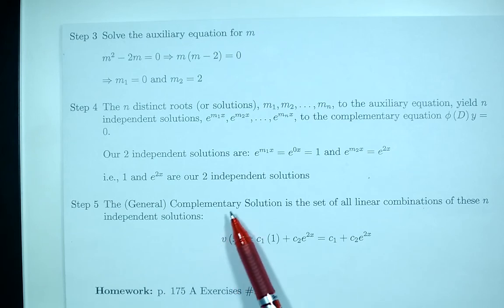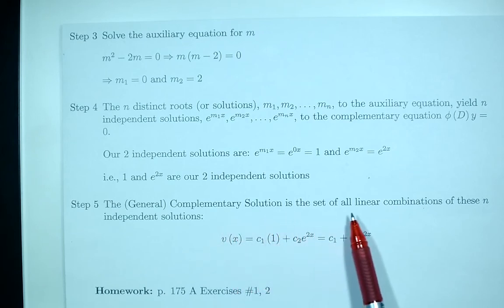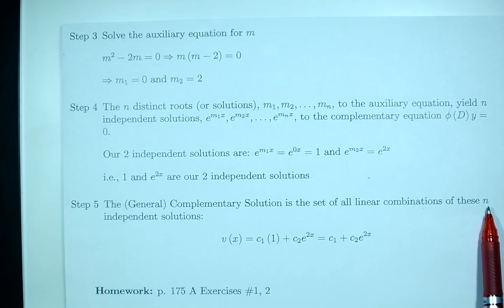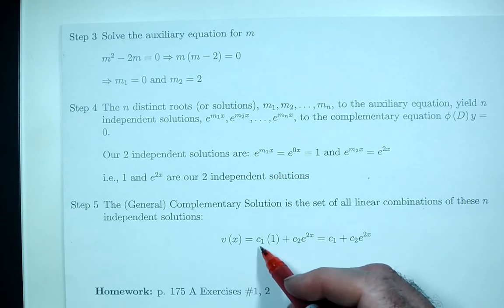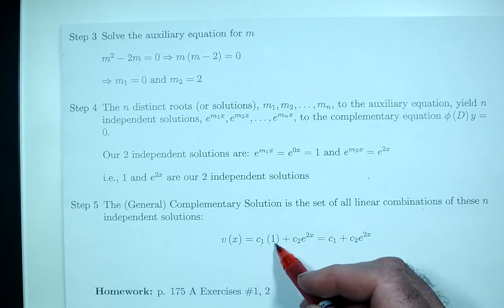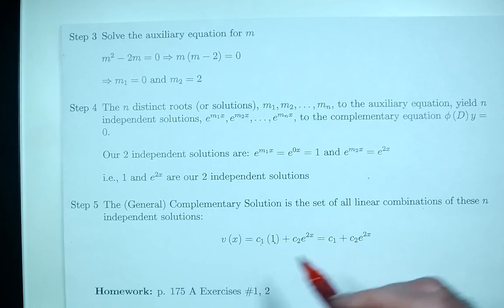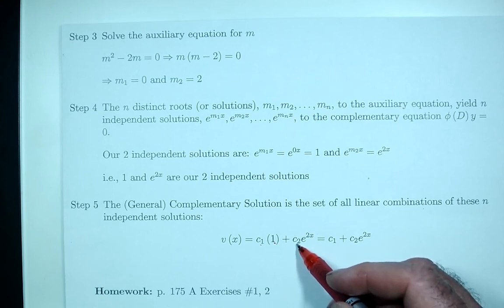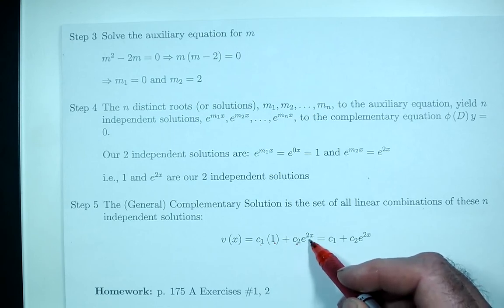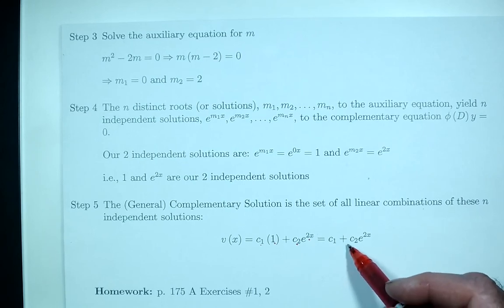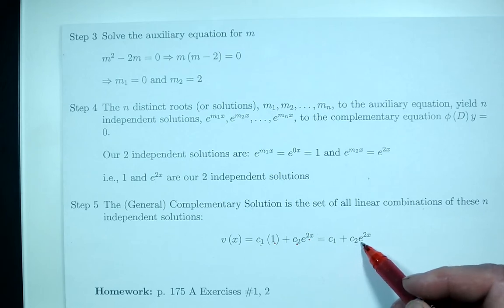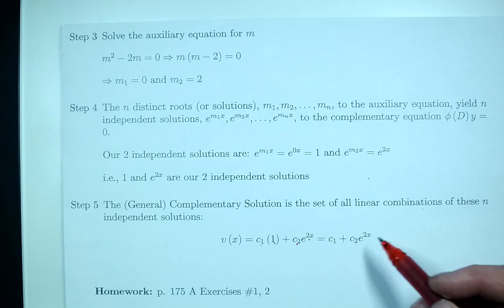The general complementary solution is the set of all linear combinations of these independent solutions. So in other words, we take an arbitrary constant c1 and multiply that by the first solution. Take an arbitrary constant c2 and multiply it by the second solution. And this is our general complementary solution, c1 plus c2 e to the 2x.